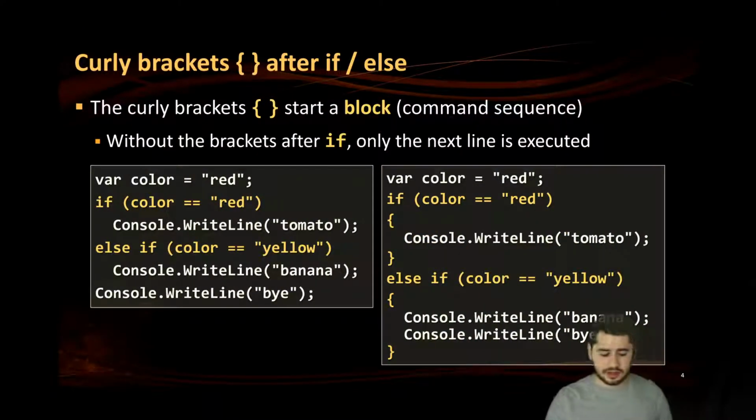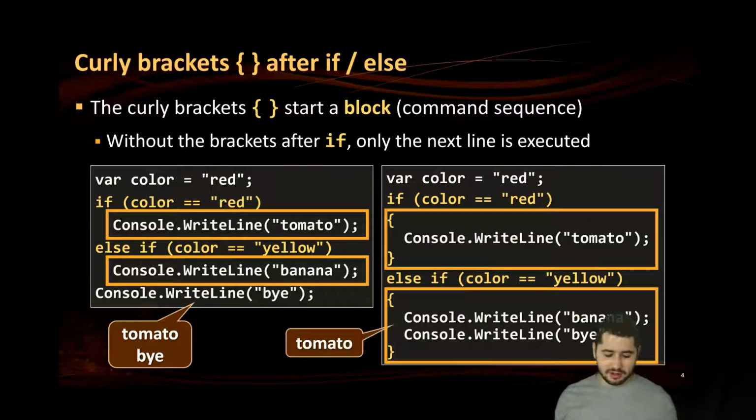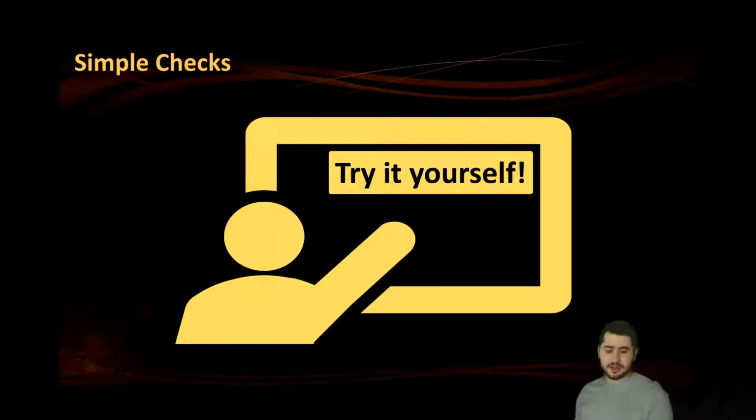You can just go without putting them, but if you do that, you can only put one command. If you put more than one, you get a wrong program. In this case, you have tomato buy. In this case, you have only tomato when the color is red. Okay, so that's the example we have here, which shows the same thing. And now it's your turn.